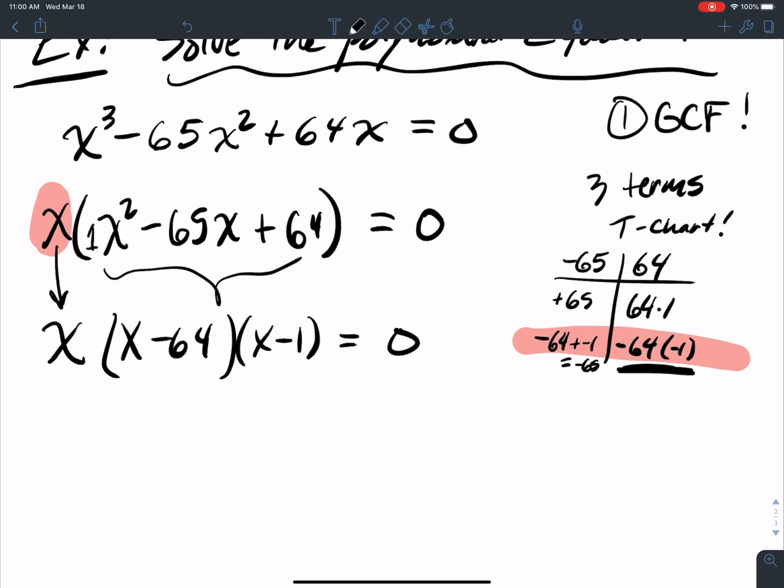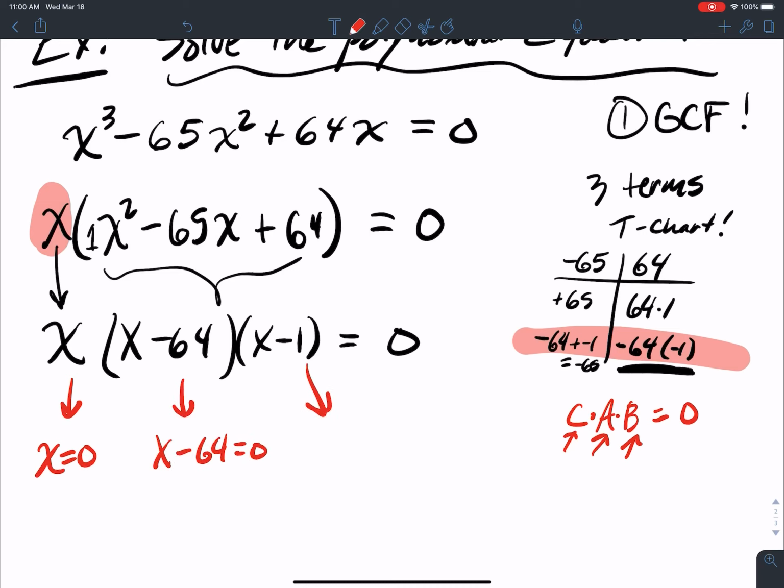I use the zero factor property, which says if I have a number times another number and I get 0, then that means the first number or the second one is equal to 0. Same thing works if you've got another number here. I just keep running it through with each factor, set each one equal to 0, solve for x. No biggie.